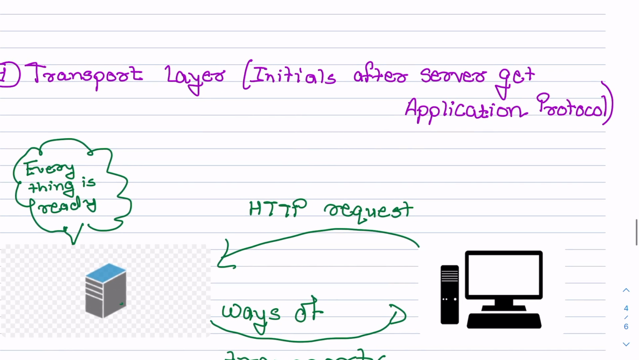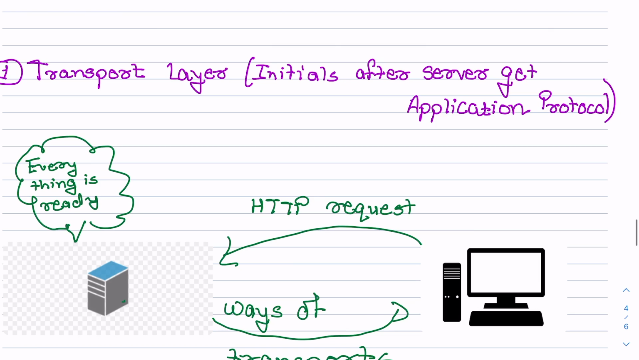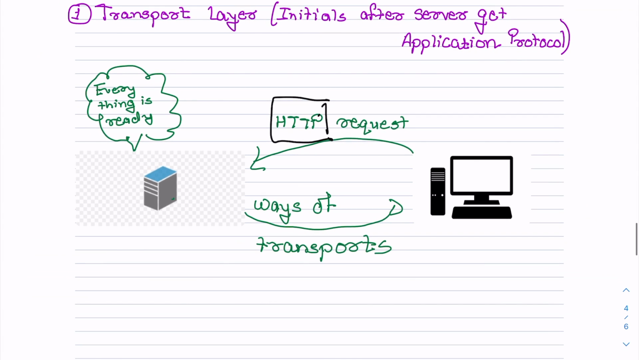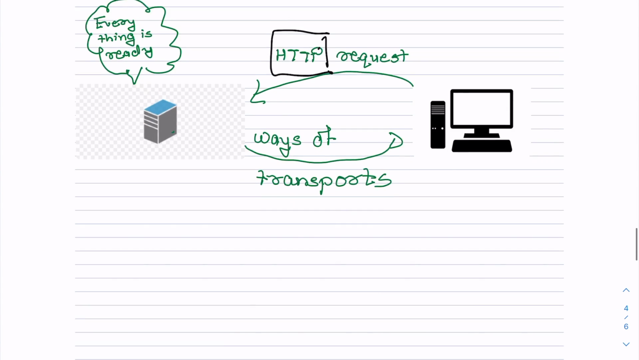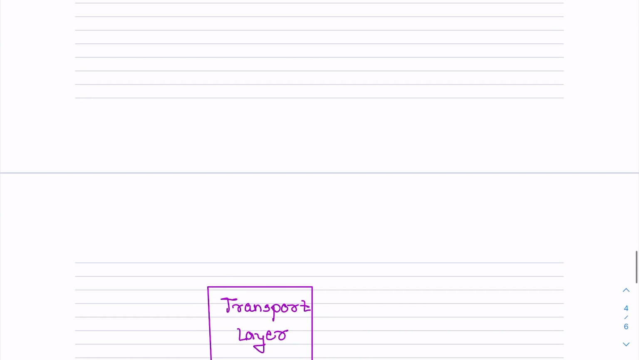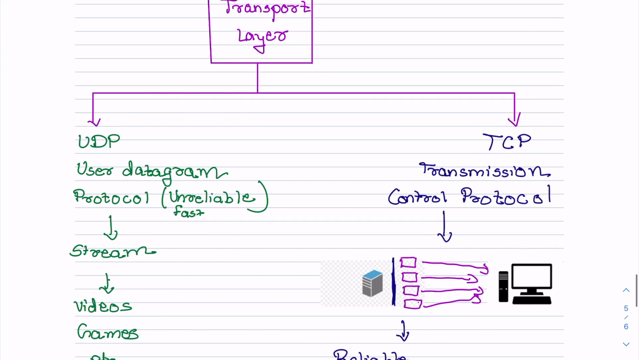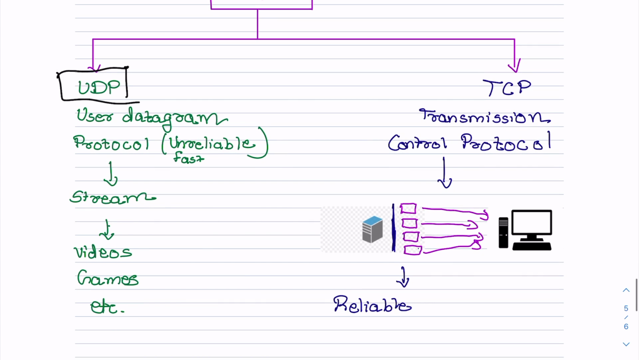In the application layer, when a web browser sends an HTTP request for a website, the server will get the website and all the files related to it, and then it is ready to transport. But for transporting the files, the server has two ways. What are the two ways? They are the two protocols of the transport layer. The first protocol is UDP, the User Datagram Protocol, and the second is TCP, the Transmission Control Protocol.